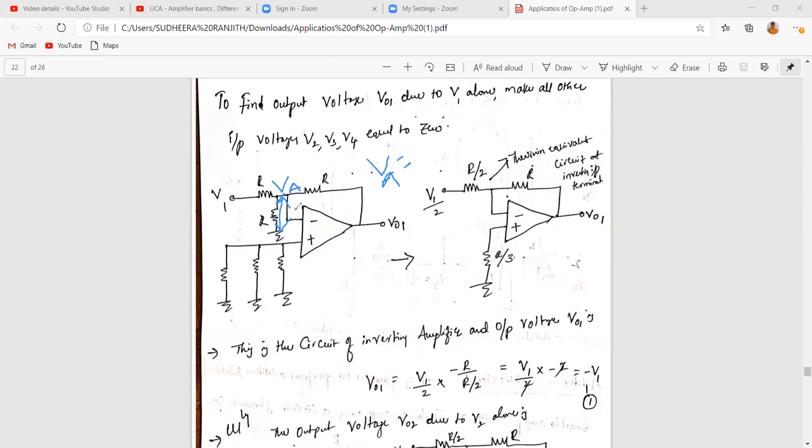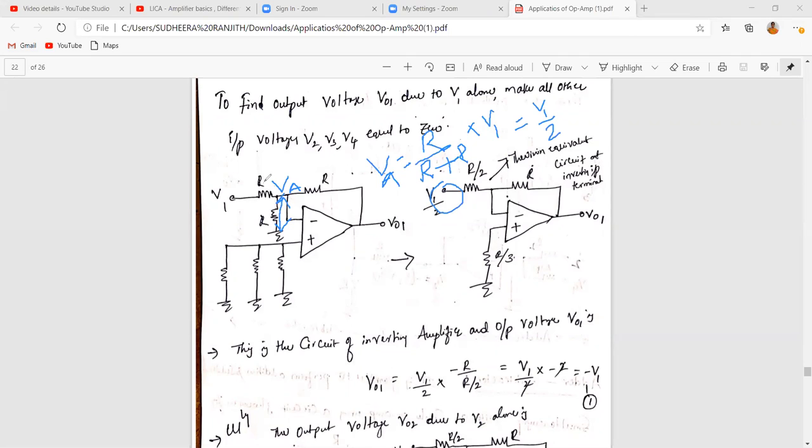VA equal to R by R plus R into V1. So R by 2R, R R get cancelled, 1 by 2. So VA becomes V1 by 2. So finally, input voltage to your inverting input terminal is V1 by 2. That's what I have written here, V1 by 2.